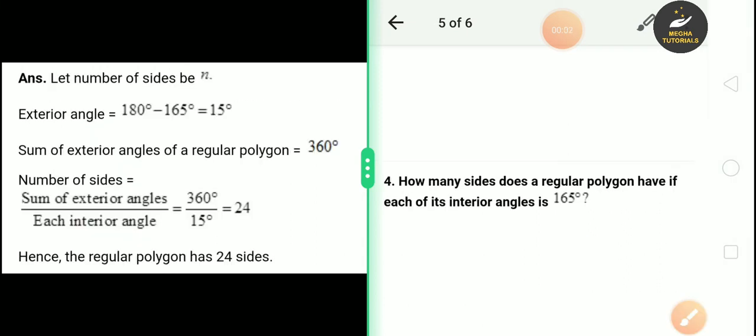Question 4. How many sides does a regular polygon have if each of its interior angle is 165 degree? Okay. So please think.